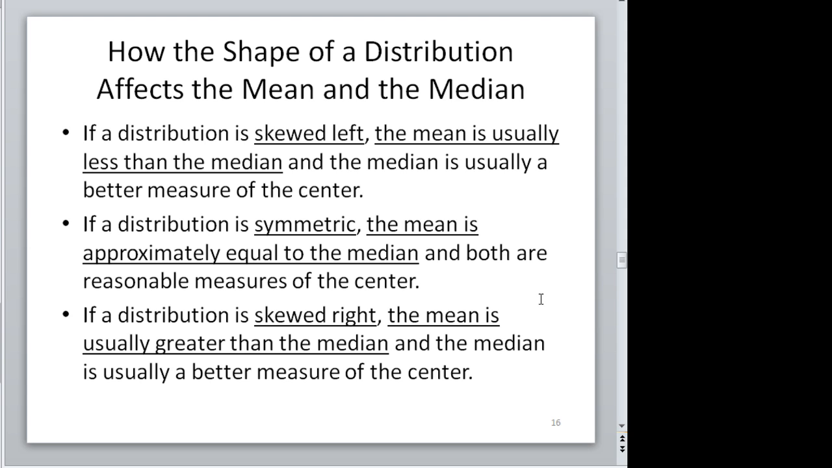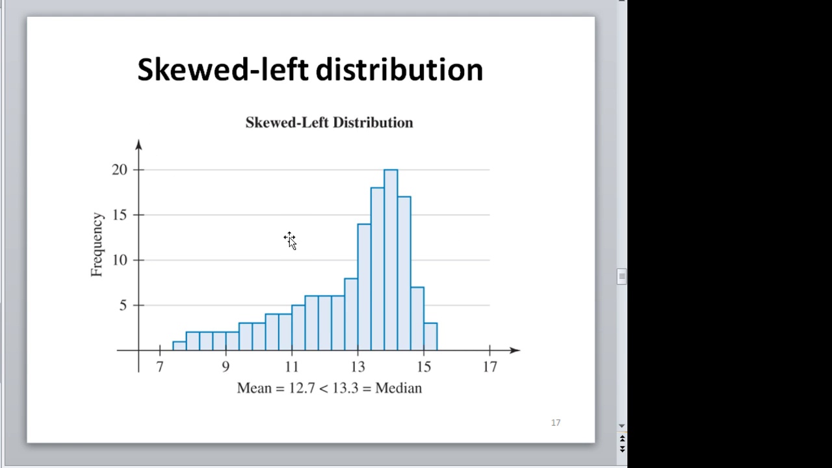So if the distribution is skewed left, mean is usually less than the median. Well, this is the case. This is a skewed left case. What should be the mean? Mean should be somewhere here, say 12.7, and the median, the middle value, is usually a little bit towards the top part.